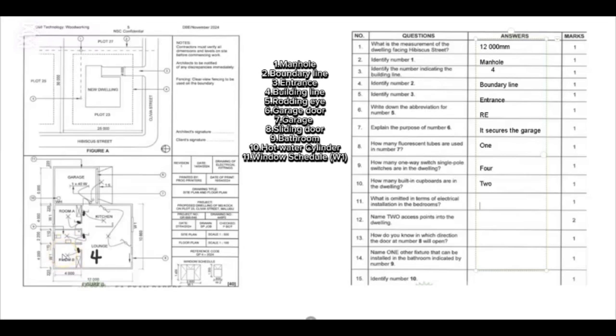Number 11, what is omitted in terms of electrical installation in the bedrooms? So, in both bedrooms, the socket outlets or wall plugs are missing. There are no symbols showing them. So the answer for this question, we can either say socket outlets or wall plugs. You can choose one of those.